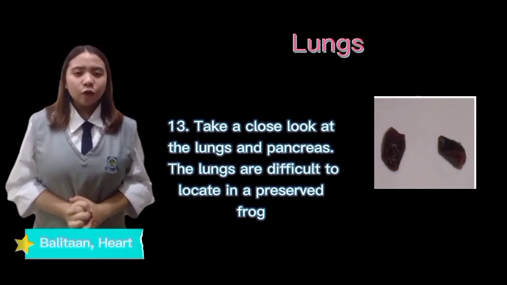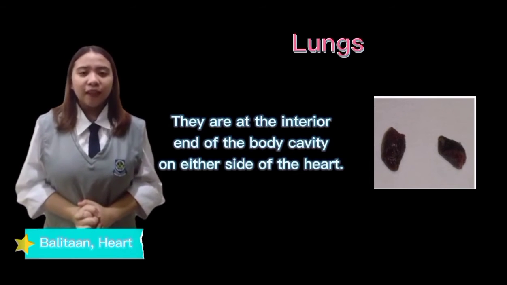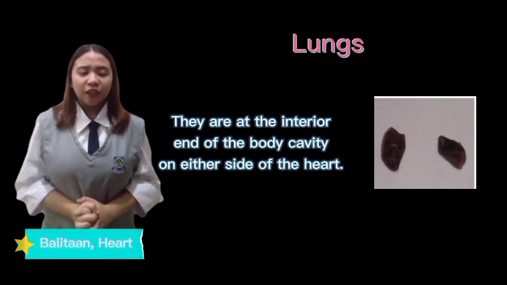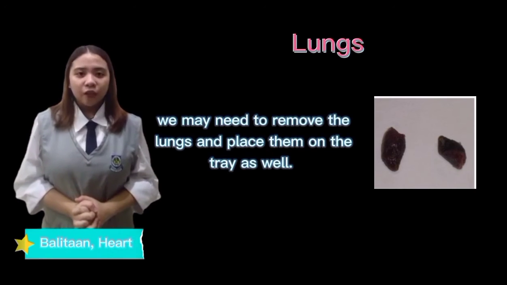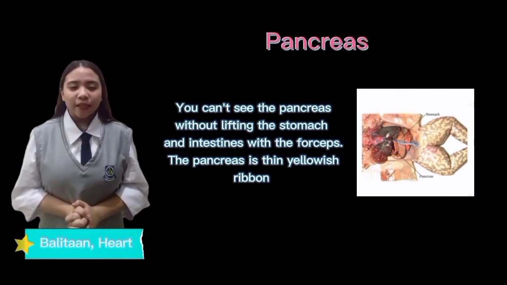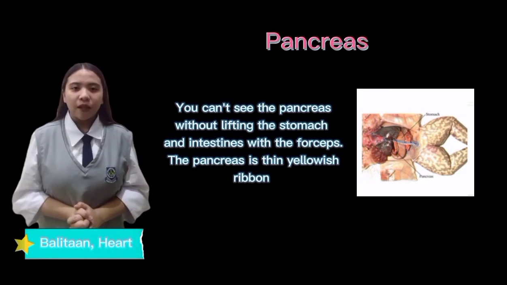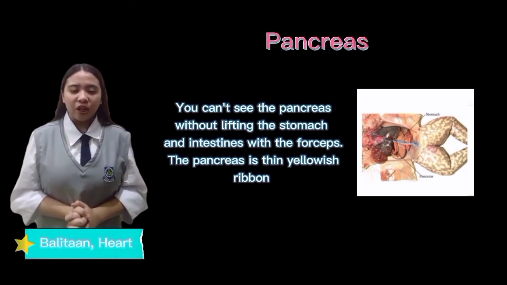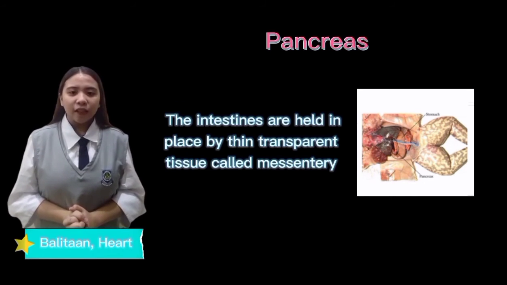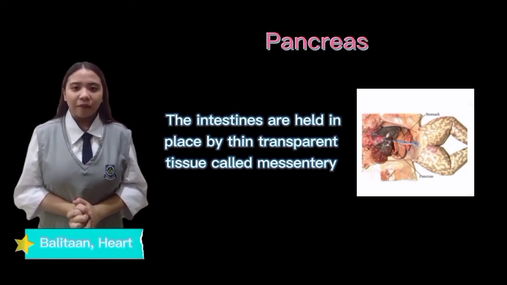Lungs. Take a close look at the lungs and pancreas. Lungs are very difficult to locate in a preserved frog. They are at the anterior end of the body cavity on either side of the heart. We may need to remove the lungs and place them on the tray as well. Pancreas. You can see the pancreas without lifting the stomach and intestines with the forceps. Pancreas is a thin yellowish ribbon. The intestines are held in place by thin transparent tissue called the mesentery.